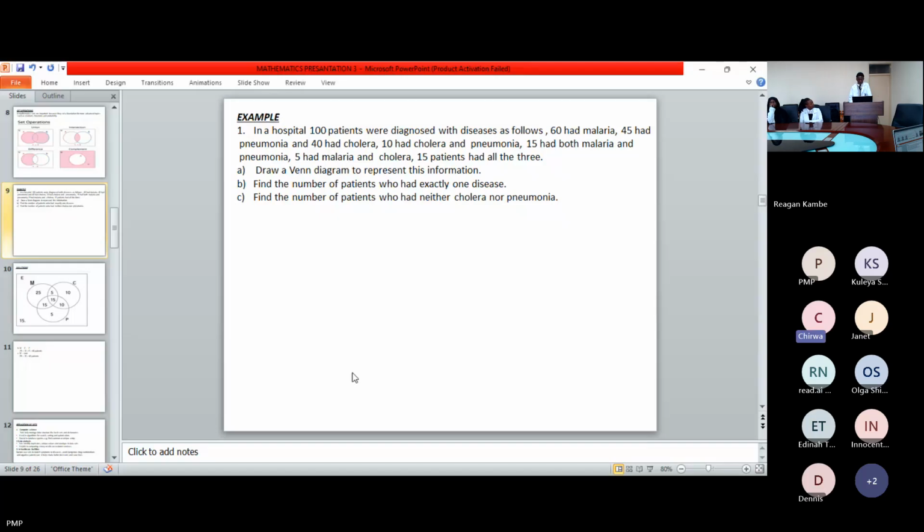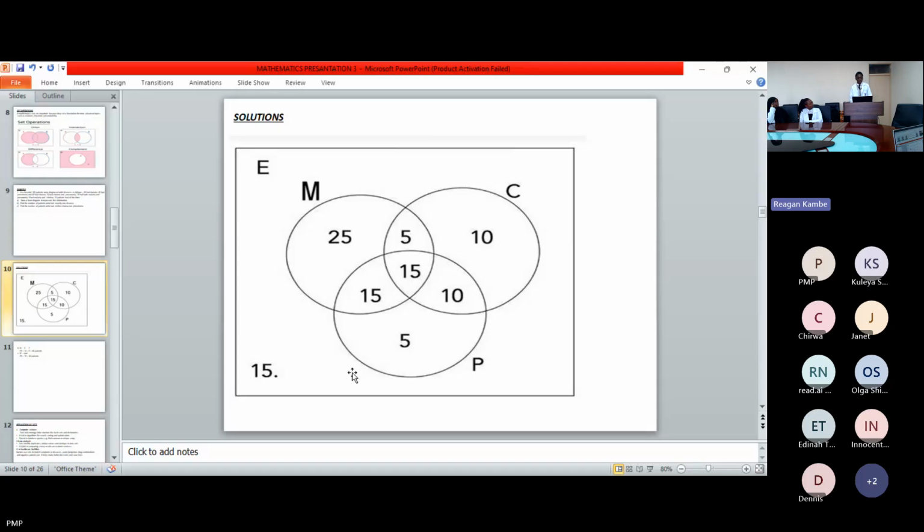Come again. So from the total number, we have 100. They mentioned 60 had malaria. So if we add the numbers here, if we were going to put 60 on malaria, it wasn't going to make sense, because when you add up the number, it's going to go over the total number we're given in the set.